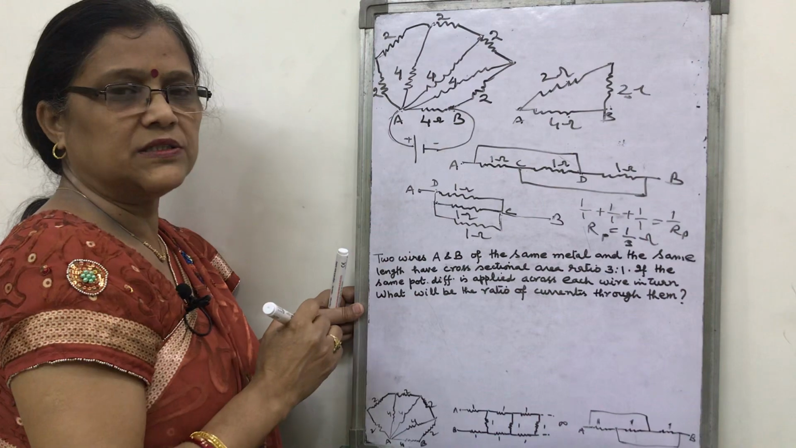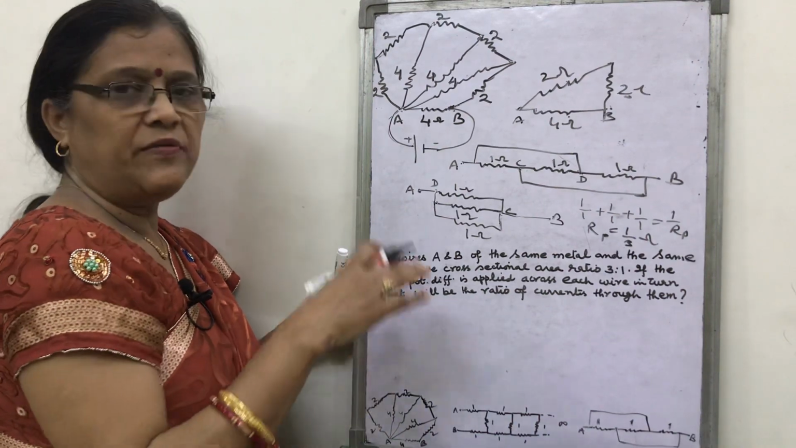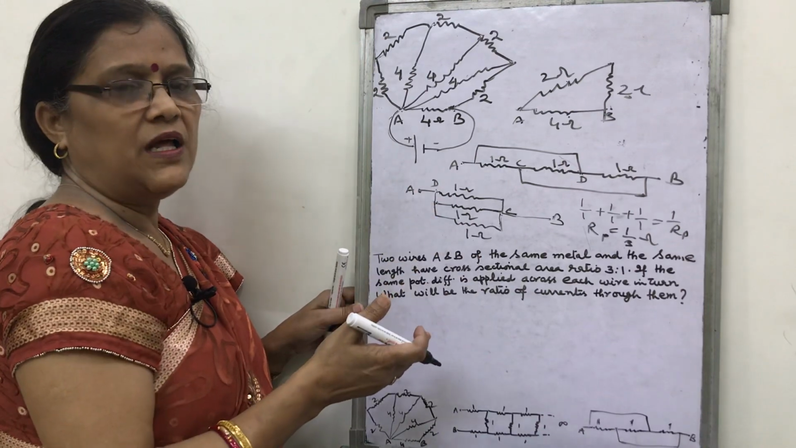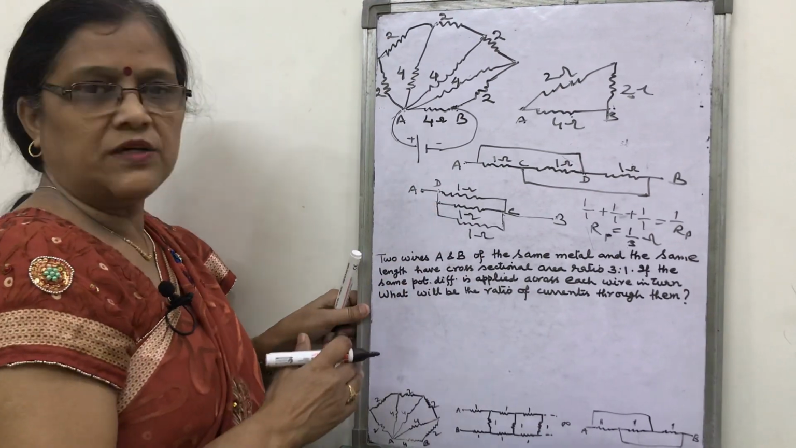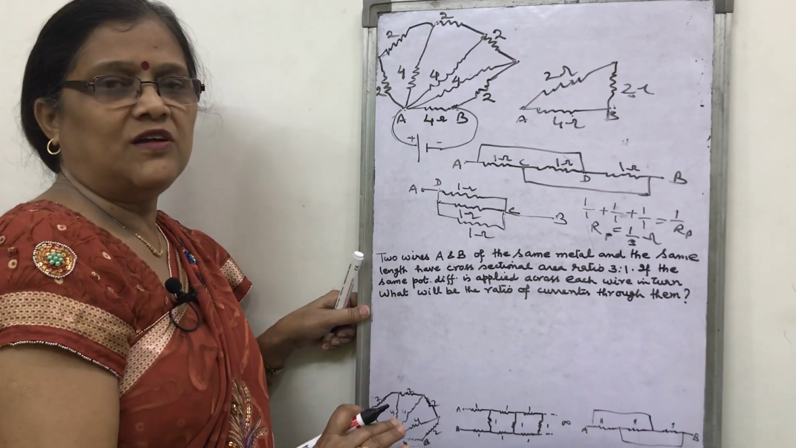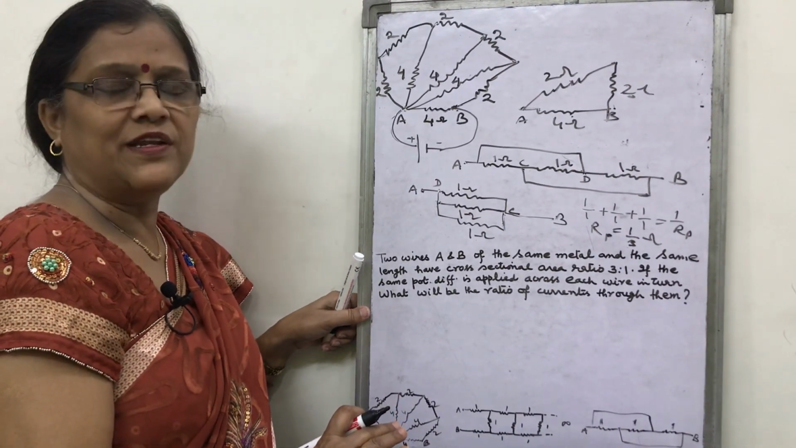So that is the net resistance. In this way, you have to calculate the resistances in the different combinations, and I hope you must have understood how to calculate resistances and all the values given in the numericals.